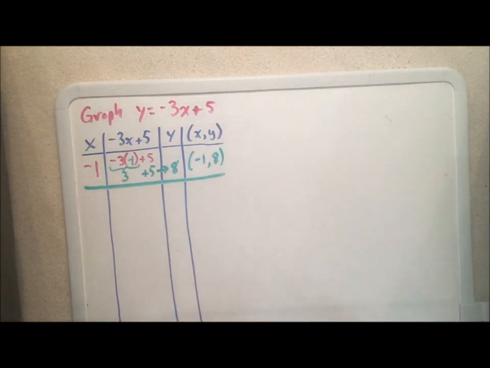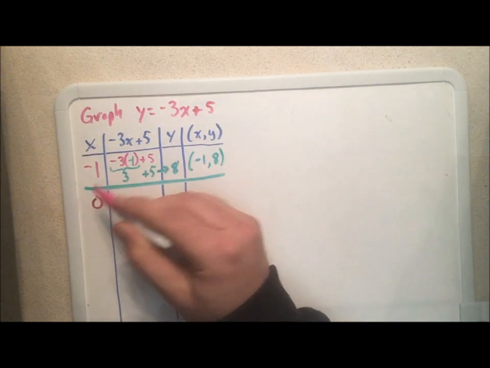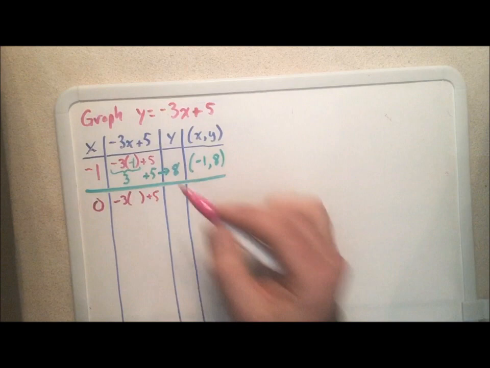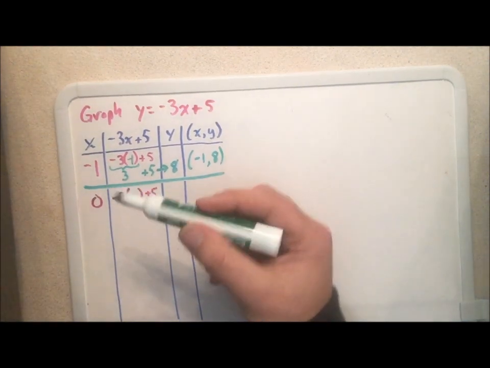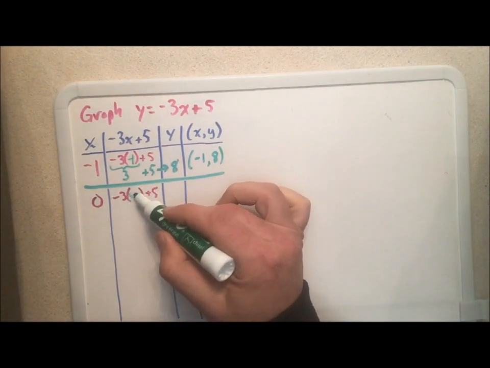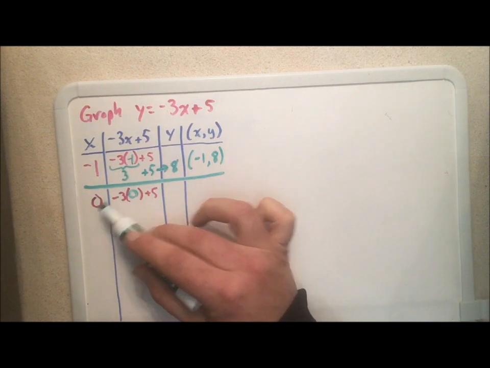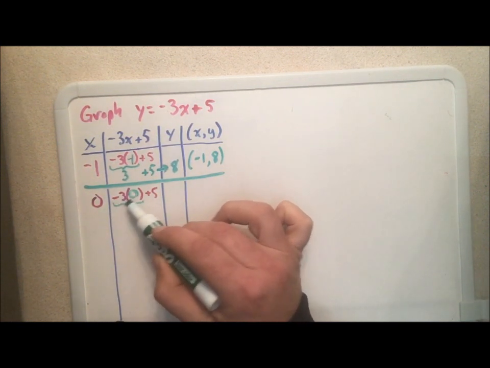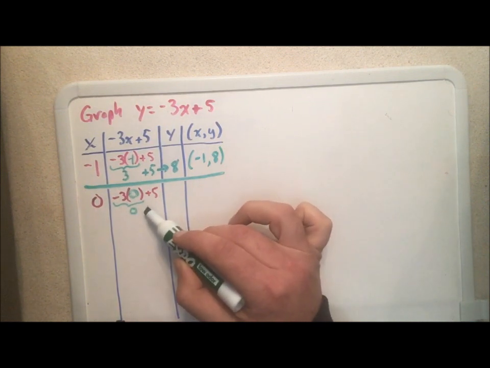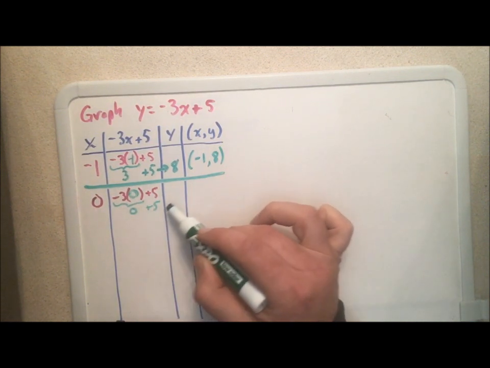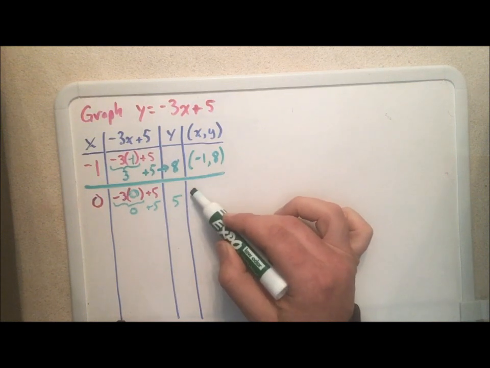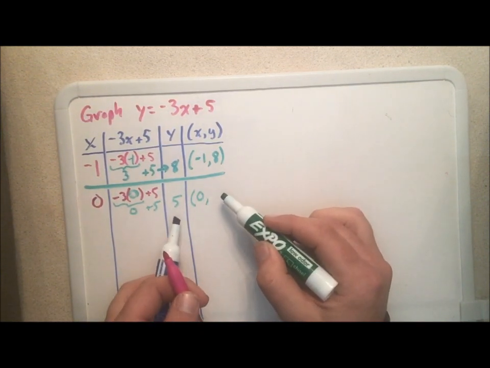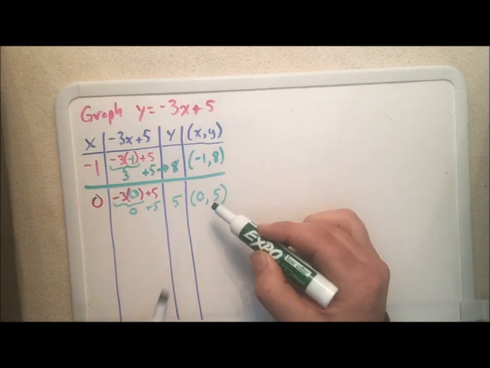Okay, let's try the next one. 0. Negative 3 times 0 plus 5. So I'm using a different color to indicate that that's the x value that we're choosing. So I'm going to put 0 in place of where x used to be. Now I'm going to do the math here. Negative 3 times 0 is 0. We'll add 5, and 0 plus 5 makes 5. So therefore, when x is 0, y becomes 5.